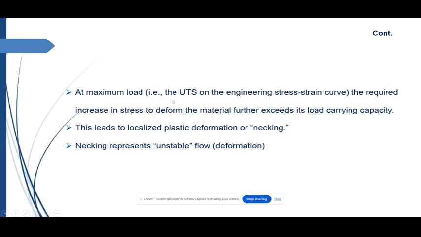At maximum load, that is UTS, on the engineering stress strain diagram, the increase in stress required to deform the material further exceeds its load carrying capacity. This leads to localized plastic deformation or necking. This necking represents unstable flow, unstable deformation.